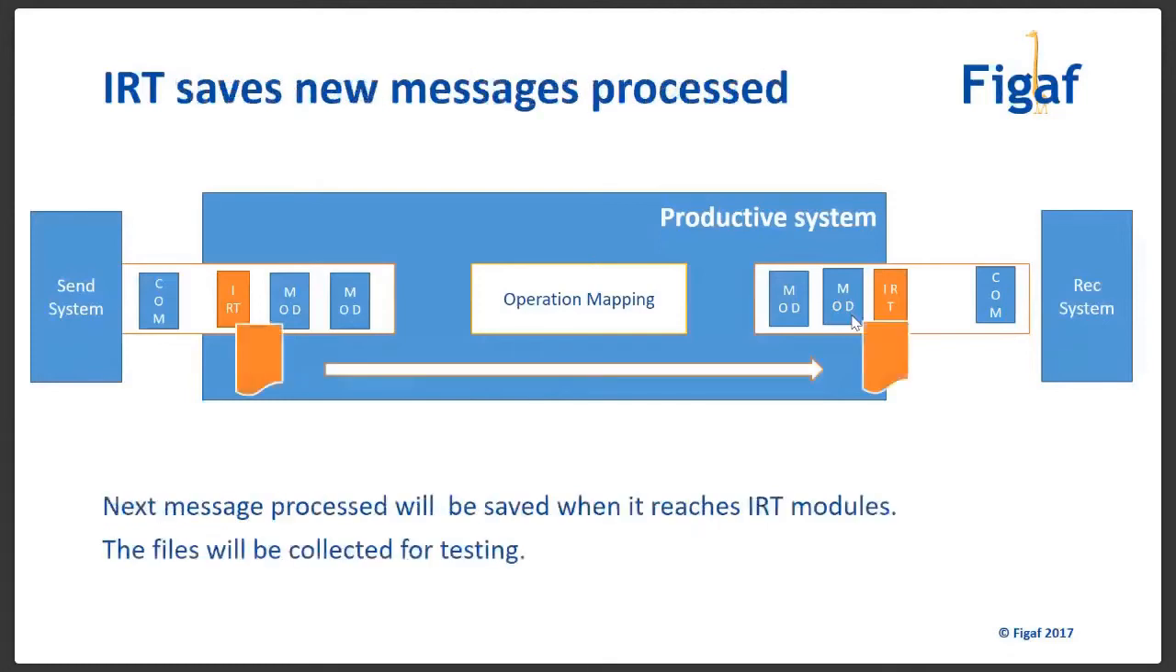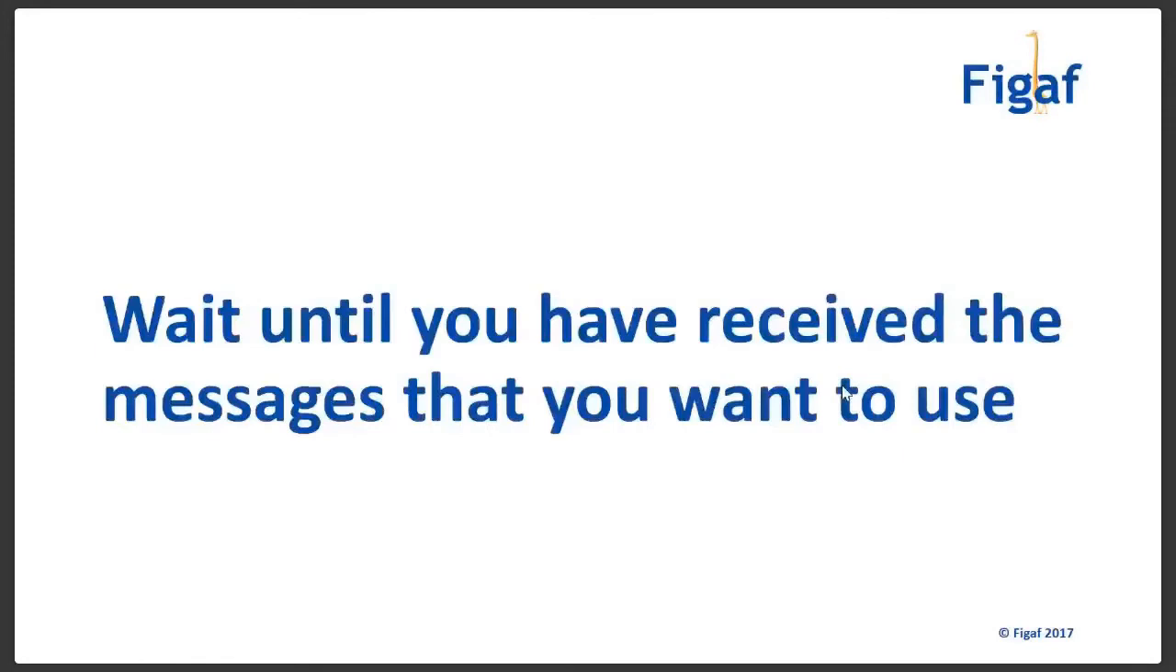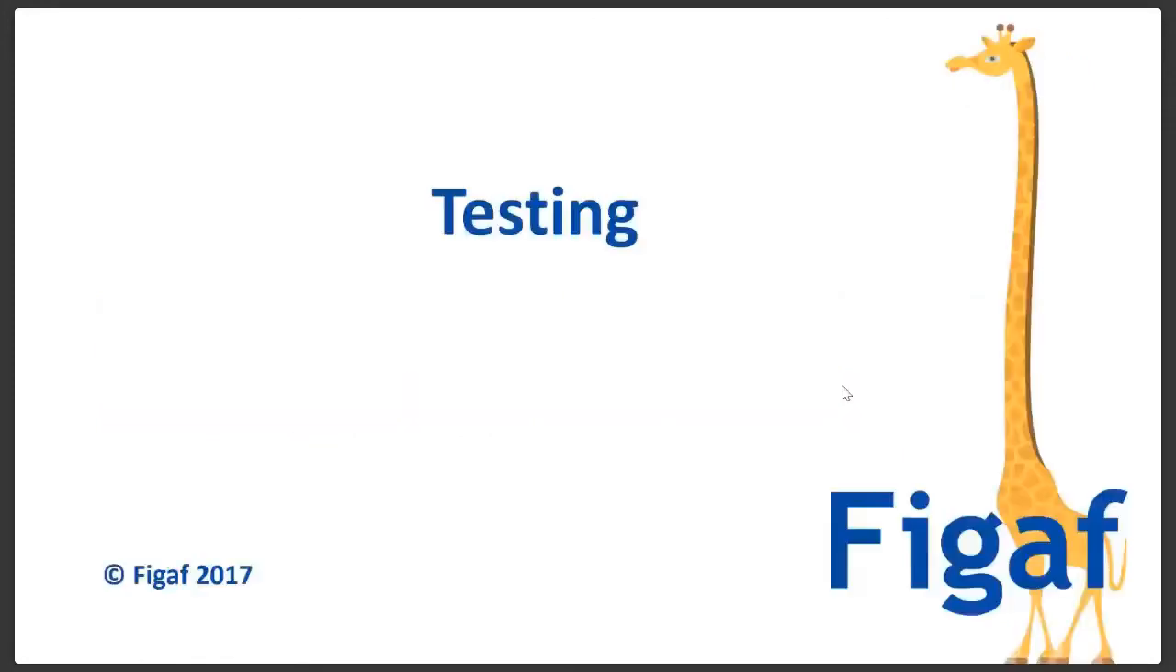Then it will also send a message to this component that for the next 5 messages, or whatever you have said, whenever a message reaches you with this information, do save it and put a mark on this message. And then when the message reaches the receiver channel, it will be saved. And then these 2 messages will be saved. And then you just have to wait until you've received the number of messages that you want. So then you've got a test case.